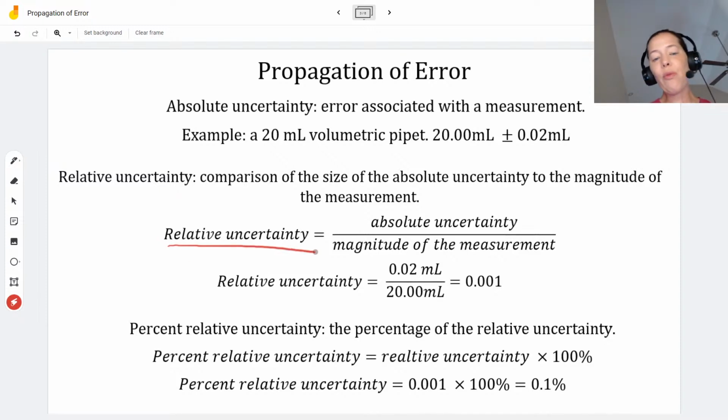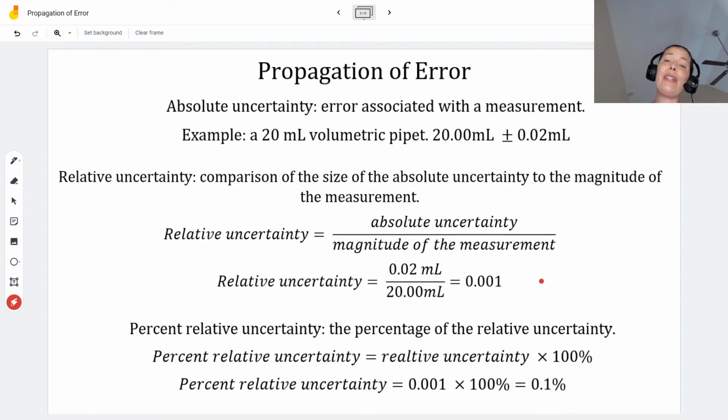So we calculate relative uncertainty by taking the absolute uncertainty and dividing it by the magnitude of the measurement. If we go back to this volumetric pipette, the magnitude of the measurement is the 20 milliliters. And of course, the absolute uncertainty is the error associated with that. So if we were to calculate the relative uncertainty of this volumetric pipette, we would simply take 0.02 divided by 20 milliliters, and that would give us a relative uncertainty of 0.001.